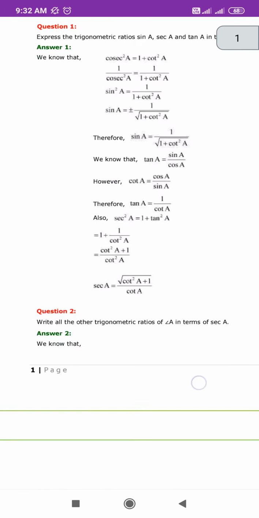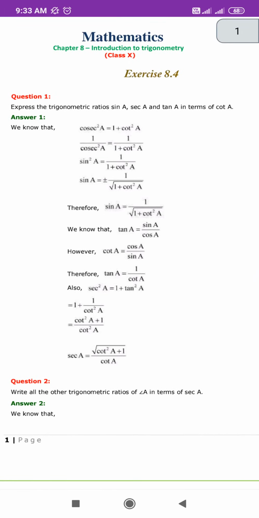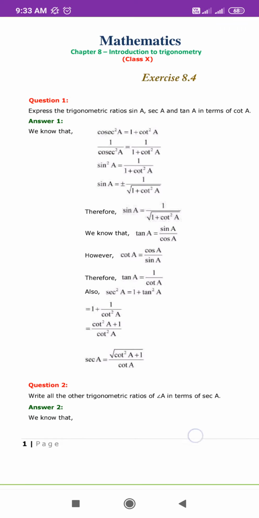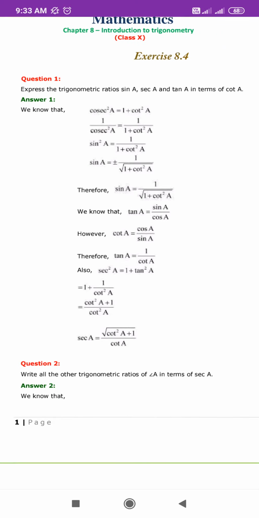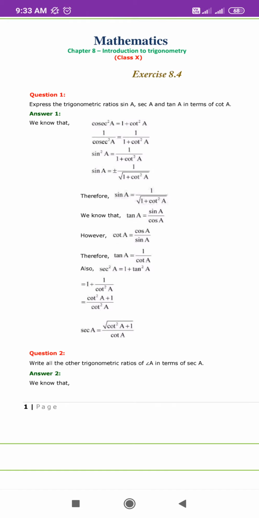Now today that class will be finished. From the next class, I will take question number 2 with some conceptual things also. Okay, students.